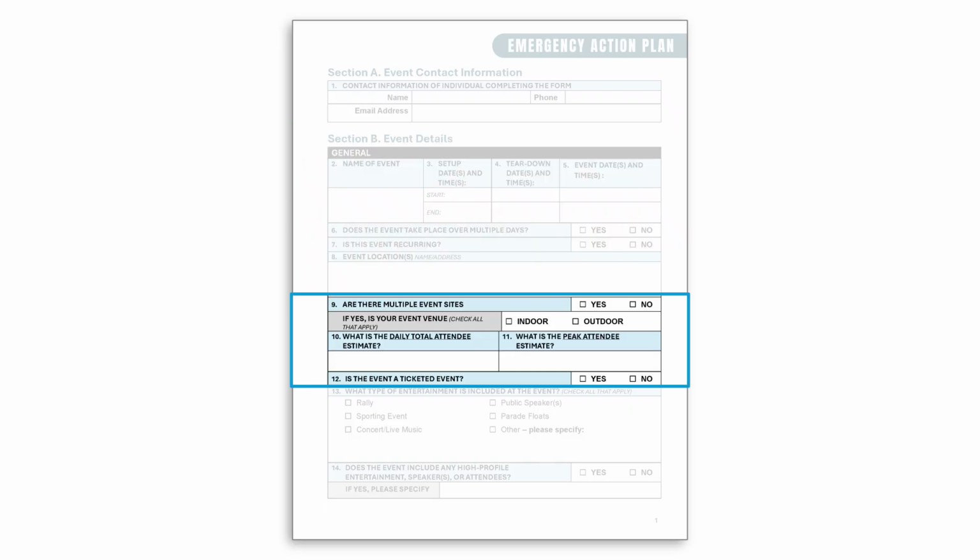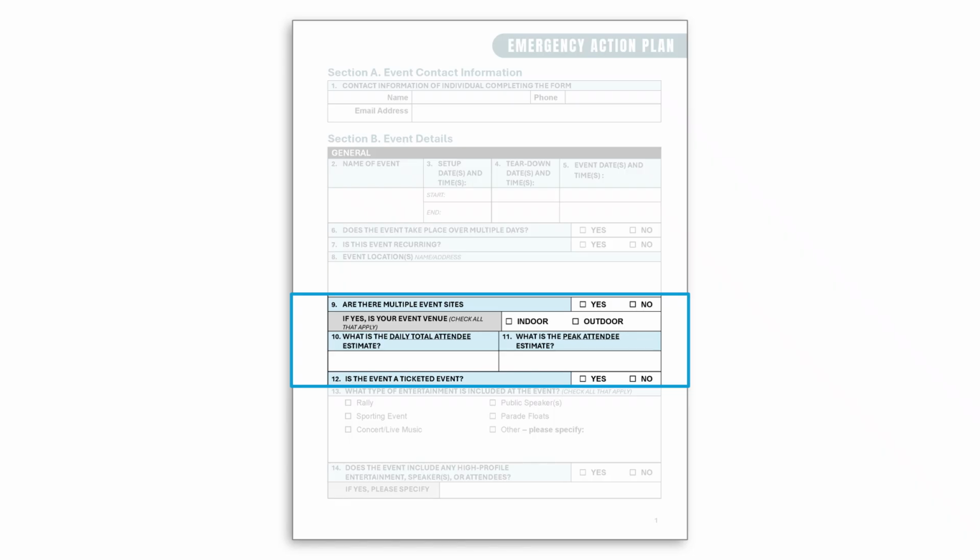Question 9. Are there multiple sites or indoor and/or outdoor components? Multi-site and hybrid events introduce complexity. Communications, evacuation plans, and emergency access need extra coordination.